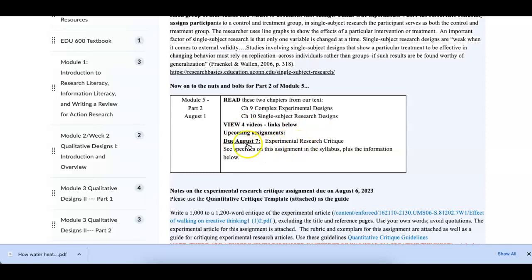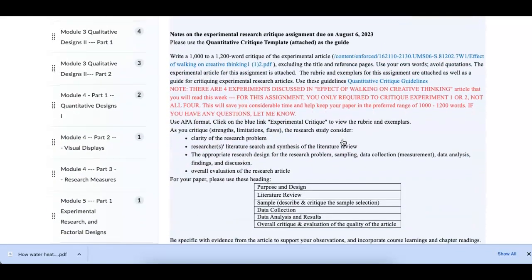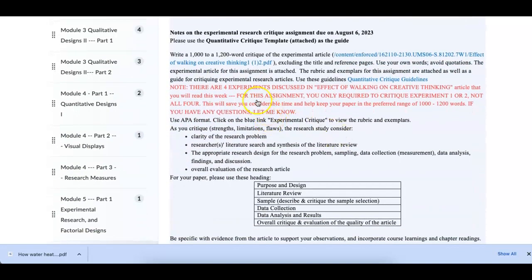In simplistic terms, the experimental research critique is due next Sunday by midnight. Once again, if you need a little more time, please let me know. It's the same format as the qualitative critique that you are just completing, which is due tomorrow evening by midnight, but if you need more time, let me know.